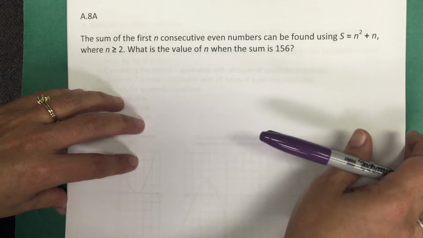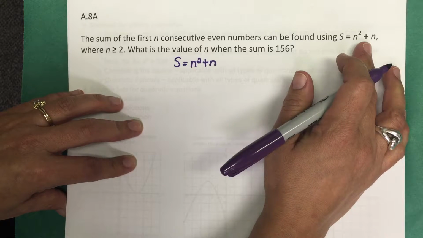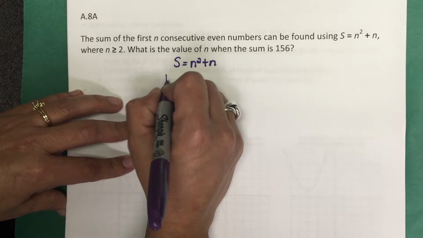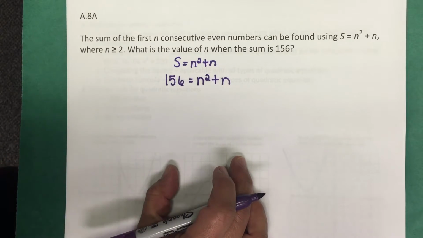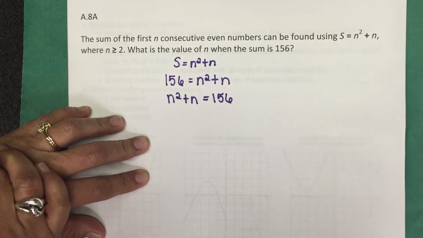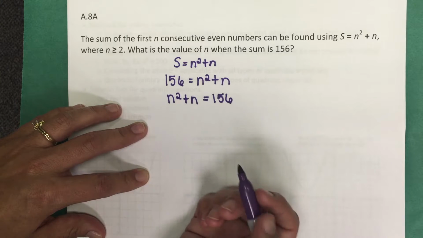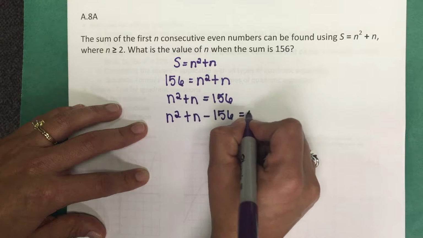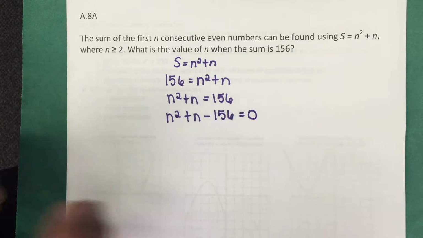So we are given the equation s equals n squared plus n in the problem. And they also tell us that the sum is 156. So we're going to substitute in 156 for the variable s. Now I'm going to rewrite this equation as n squared plus n equals 156. To solve a quadratic equation, we have to set the equation equal to 0. So we're going to subtract 156 from both sides of the equation, and we'll get n squared plus n minus 156 equals 0. So the method that we're going to look at first, or attempt, is factoring.